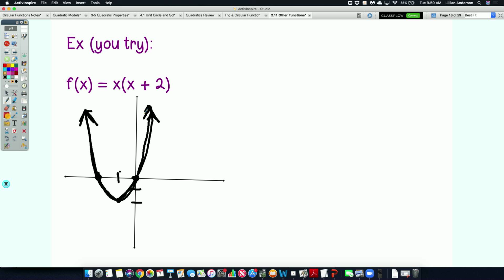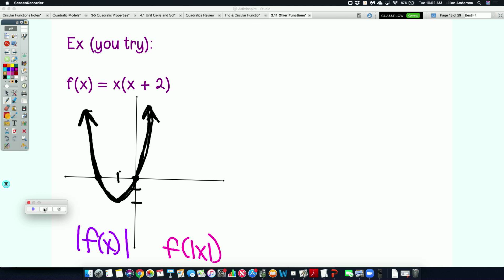So what I want you guys to do is you need to graph absolute value of f of x and f of the absolute value of x. All right, so let's start with the purple, okay? So we know that for the absolute value, the modulus of f of x, we need to keep the graph of f of x is greater than or equal to 0. So anything that's above, we need to keep it the same.